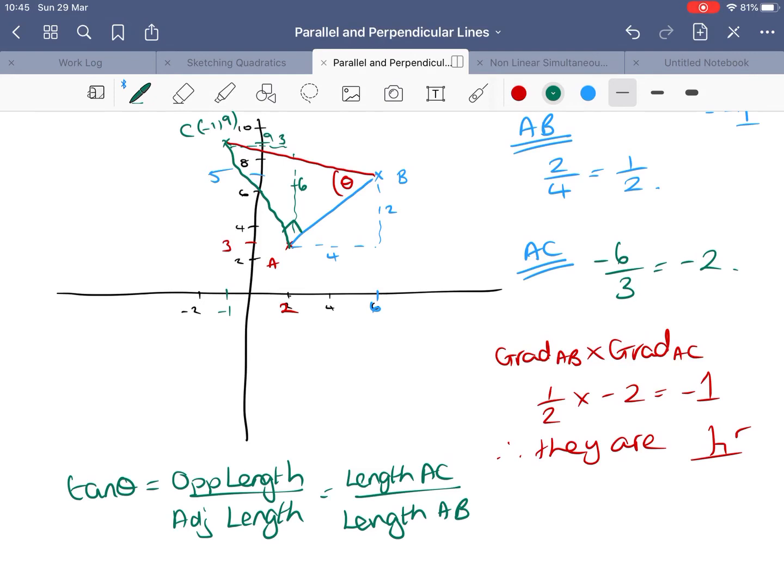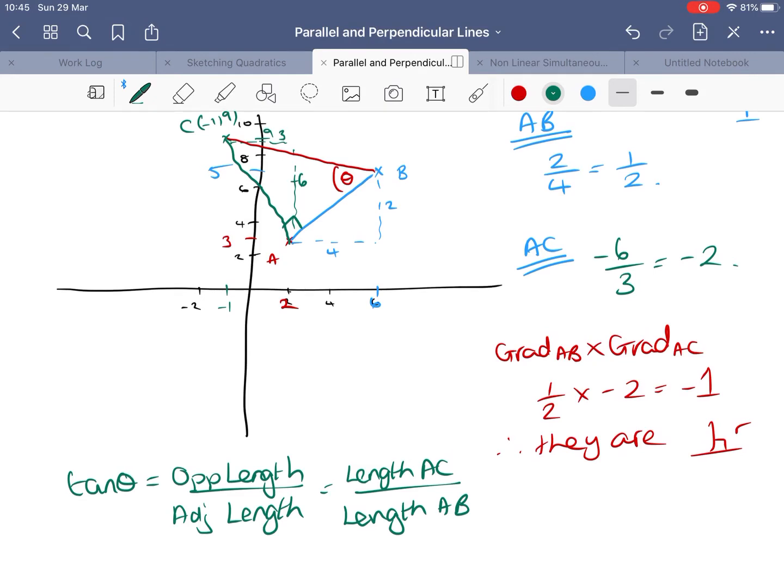Right, let's do the first one then. I'm going to run out of space here, but AB is the square root of 4 squared plus 2 squared. And AC is the square root of 9 squared. Sorry, not 9 squared.